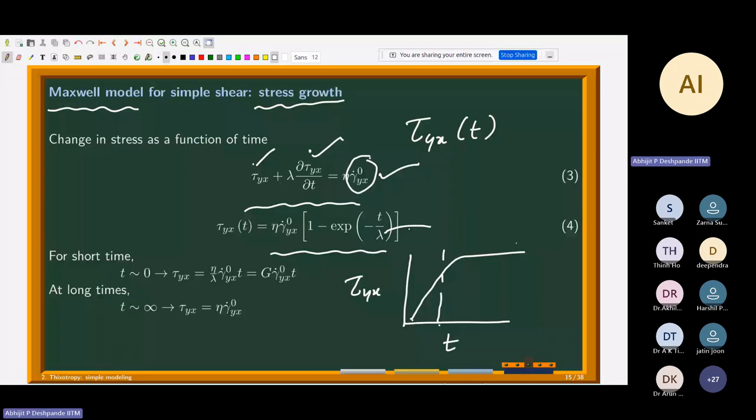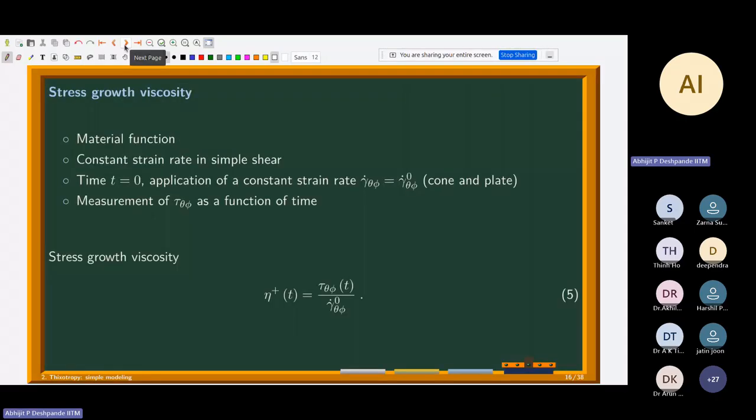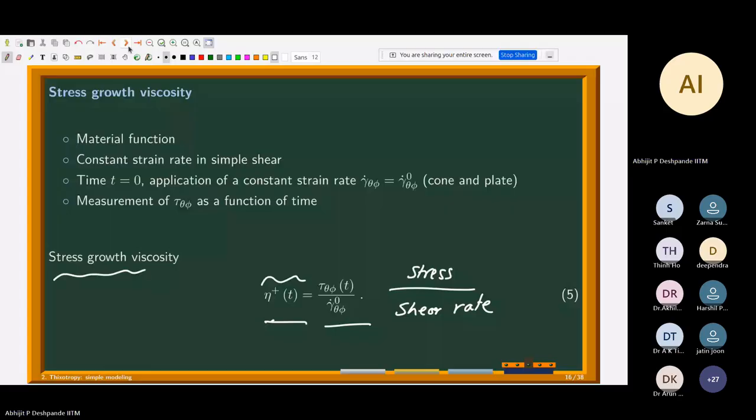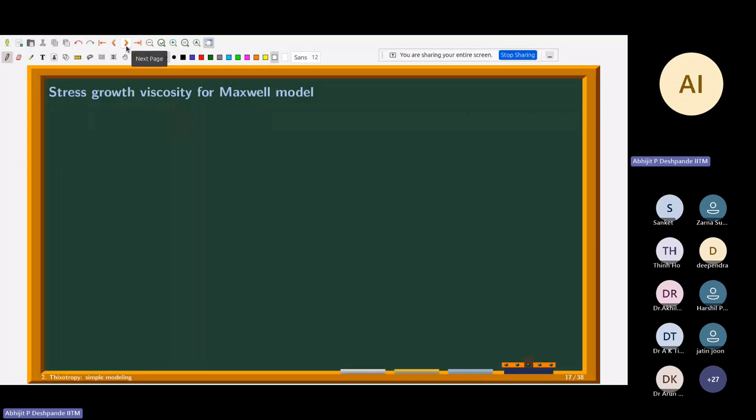So now let's look at what happens in case of a material. Based on this stress, we define the stress growth viscosity, which is the ratio of stress to strain rate. So stress divided by shear rate is the definition of viscosity. Only thing is, since we are looking at this as a function of time, the viscosity is called stress growth viscosity, and it's a function of time. So eta plus for a Maxwell model is basically an exponential function.